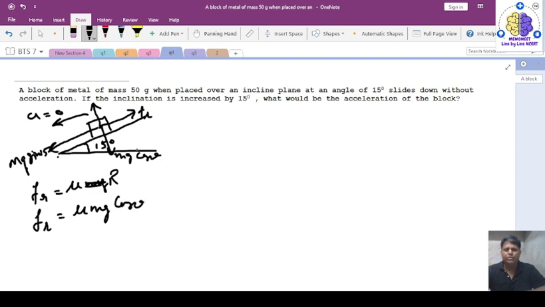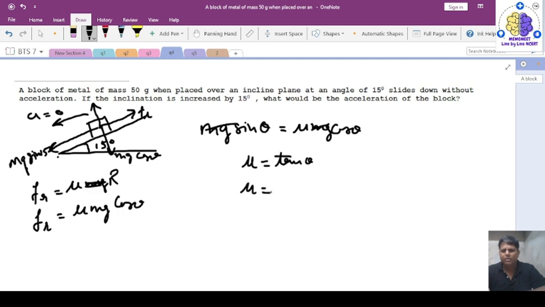Now because it is moving with zero acceleration, we can say that mg sin theta is equal to mu mg cos theta, right? So this mg and mg go off. What we get is mu is equal to tan theta. It means the coefficient of static friction is equal to tan 15. The value of tan 15 will be equal to the coefficient of static friction.